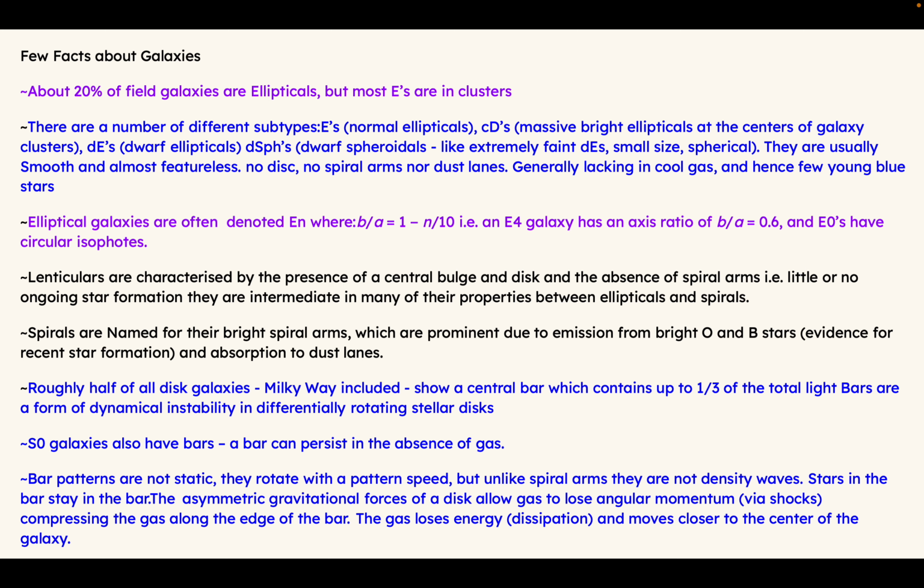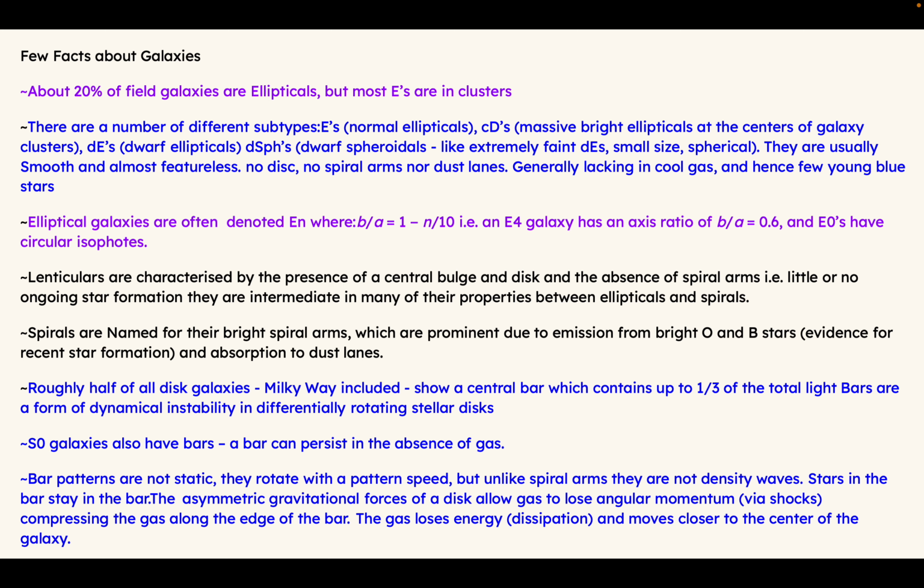Roughly half of the disk galaxies, including our Milky Way, have a central bar, which contains up to one third of the total light. This central bar feature is formed due to the dynamical instability of differentially rotating stellar disks.